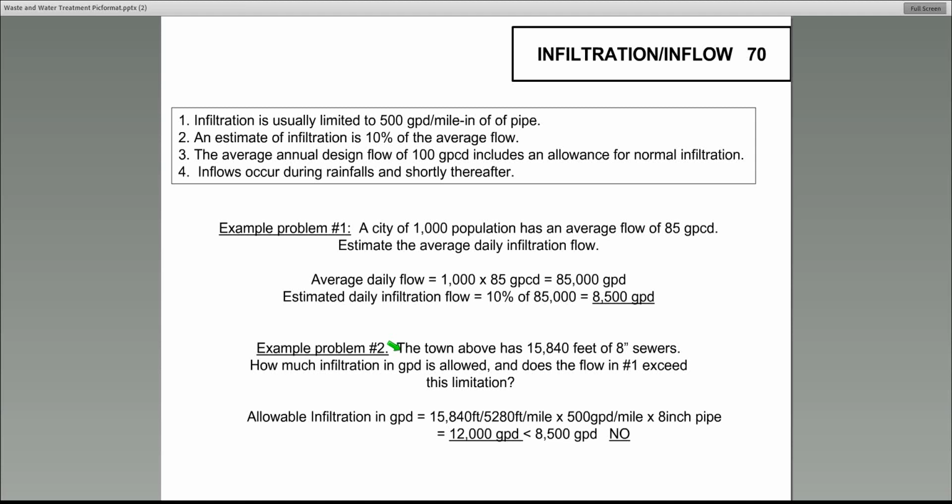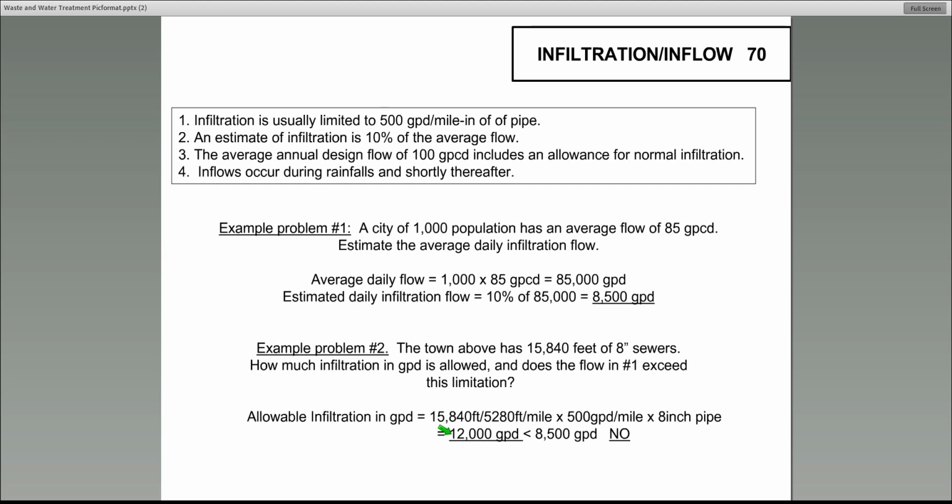Now the town above has 15,840 feet of 8-inch sewers. How much infiltration in GPD is allowed, and does the flow in number 1 exceed this limitation? To get the allowable infiltration in GPD, you take 15,840 feet, and we want to change that to miles, divided by 5,280 feet per mile, because we're using this up here. Multiply it by 500 from this up here, and we're going to multiply that by an 8-inch pipe. So we get 12,000 gallons per day.